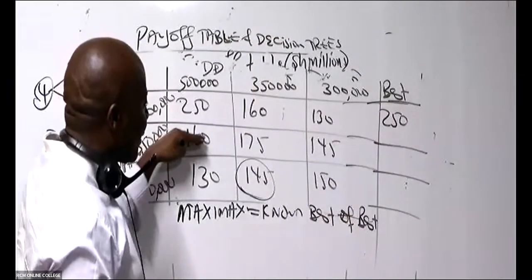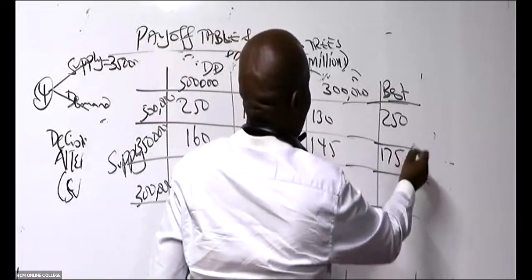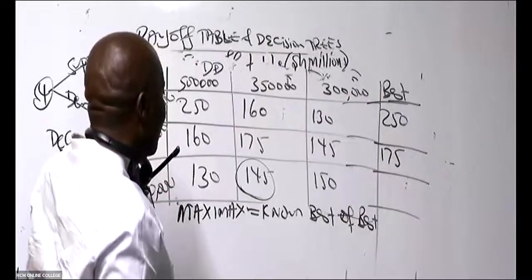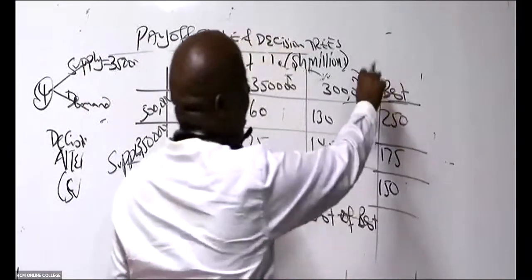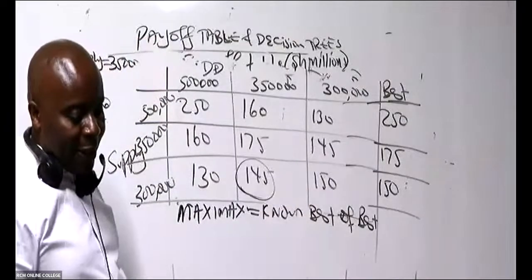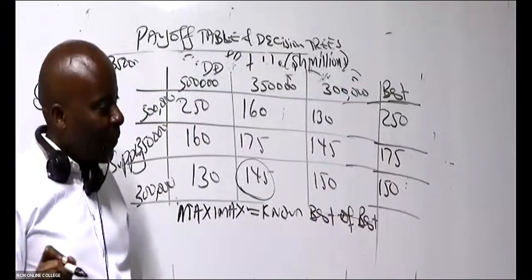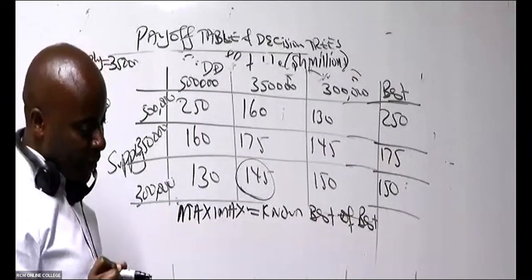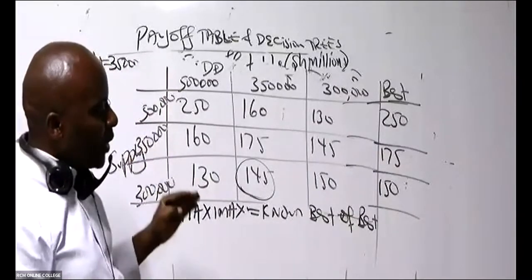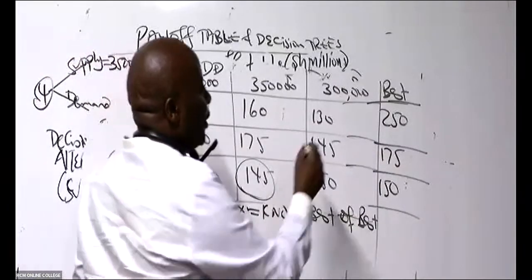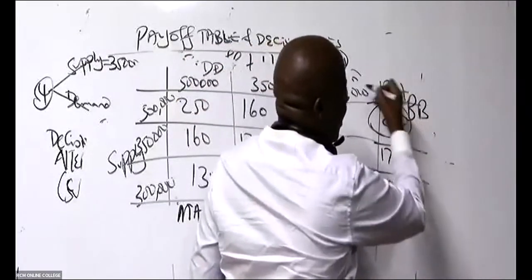The very highest here is 175. Then the very highest here is 150. And then amongst the best, you pick the very best. So which one is the best of the best? 250, because maxi is best of the best. So 250 is the highest here. This is what we call BB, best of best.